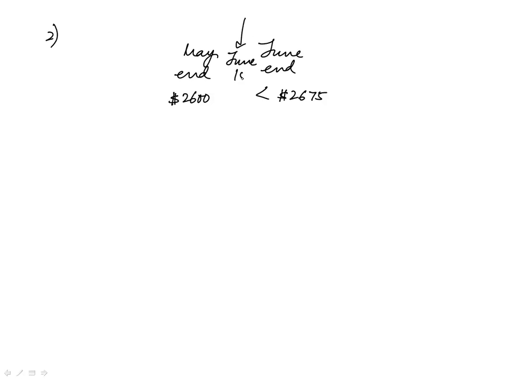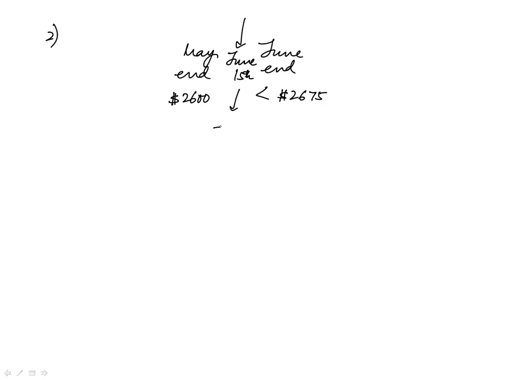We're going to do the same thing for statement 2, which is very similar in structure. And here we're told that the balance at the end of June was less than $2,675. And we know that the balance on May end is $2,600. And we basically have some transaction that happened on June 15th. Again, we have two options.